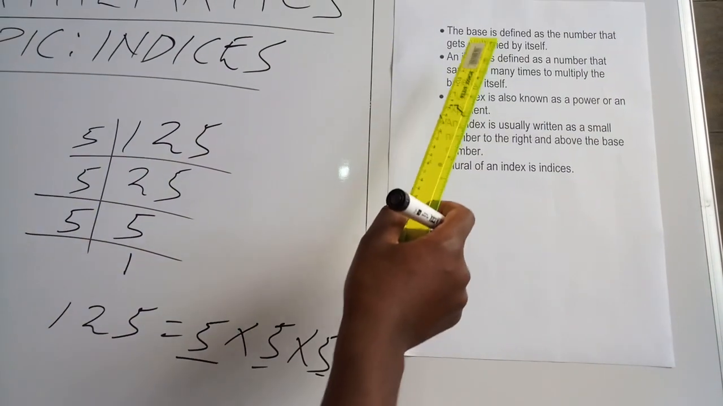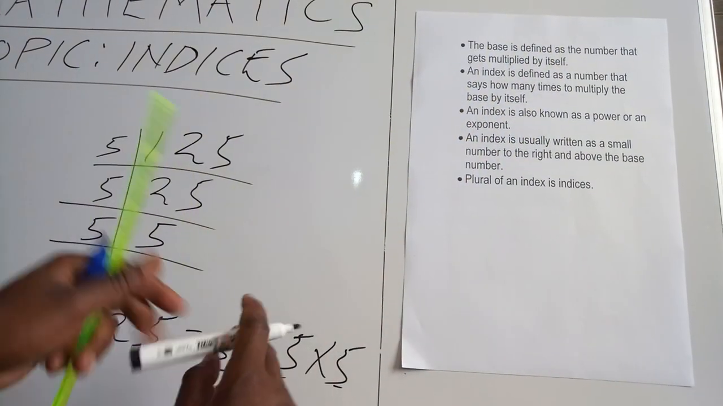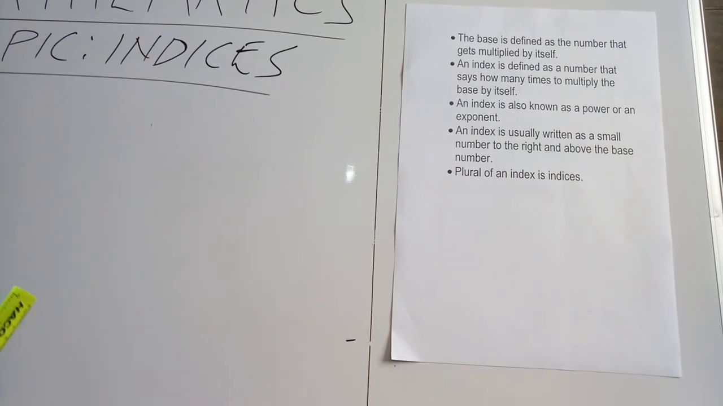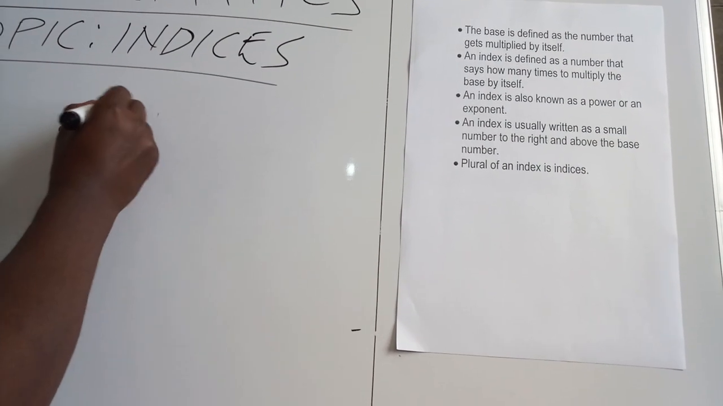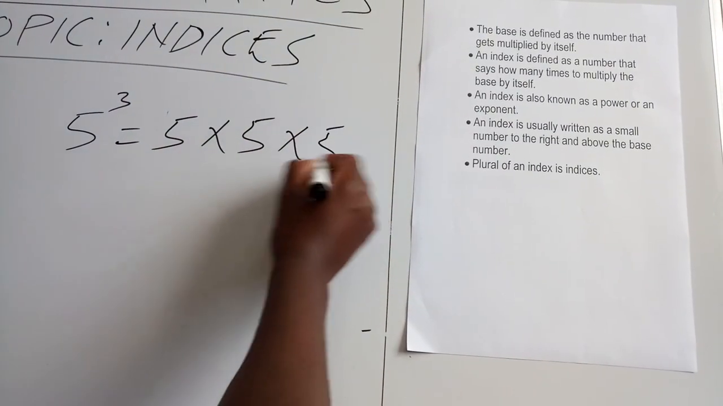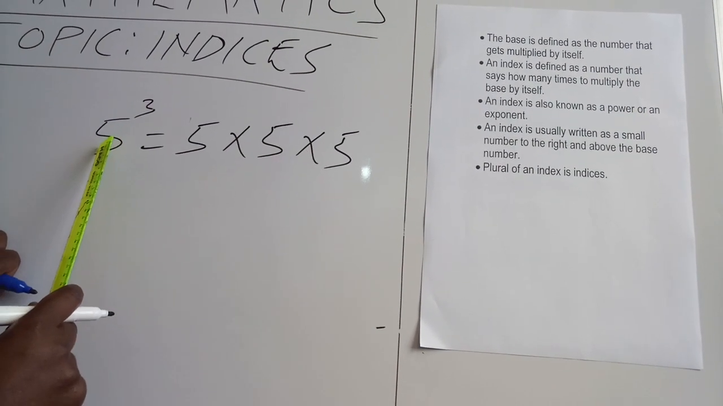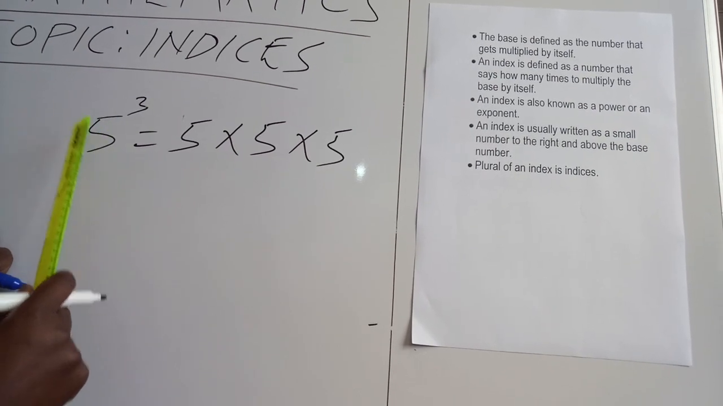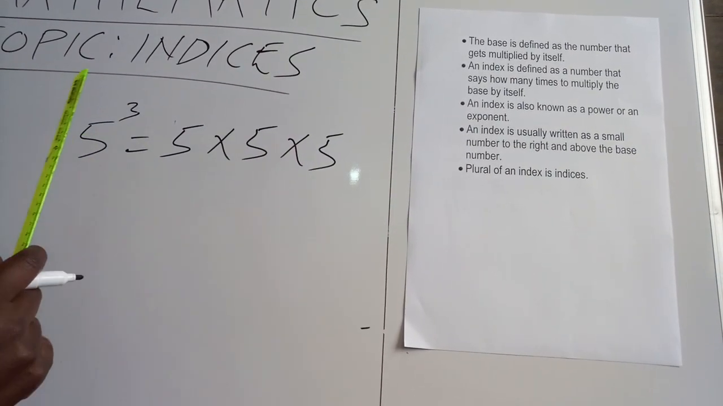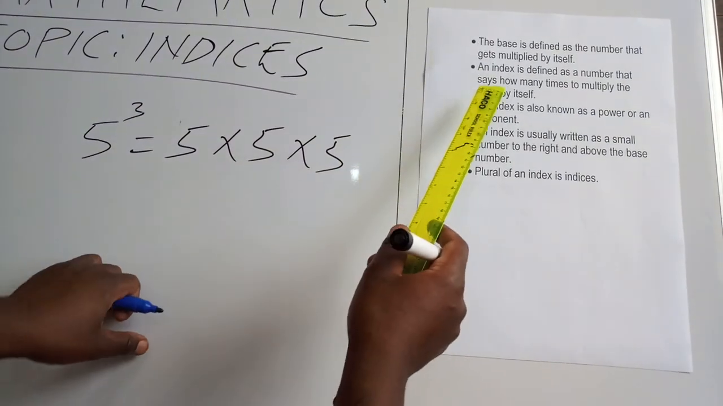Now, the base is defined as the number that gets multiplied by itself. Now let's consider 5 power 3. 5 power 3 means you multiply 5 by itself 3 times. Now focusing on 3 and 5, 5 is the number which is the base, because it's the number which is being multiplied by itself. So a base is a number which is multiplied by itself. Good.